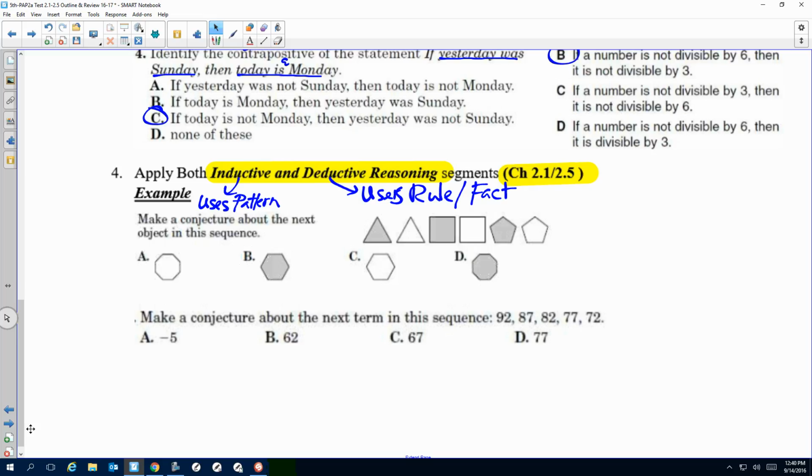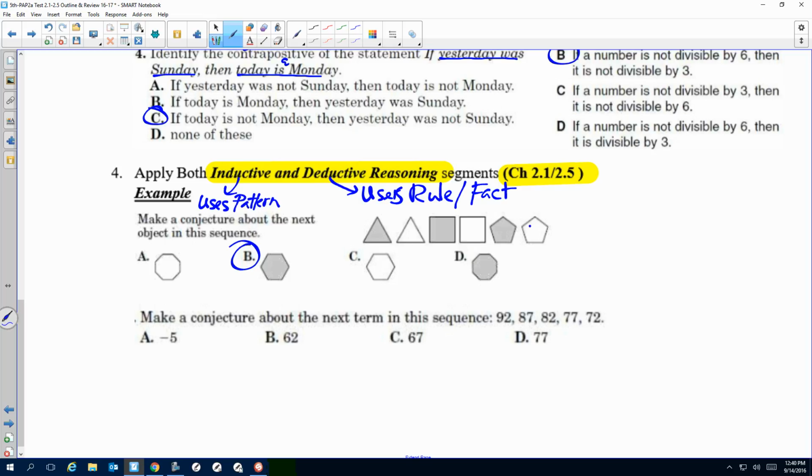The first two you have here are examples of inductive reasoning. Using a pattern to find the next term or next picture or next number. So look at the pattern they gave you. Make a conjecture about the next object in the sequence. What would it be? We should have B. Okay. Goes from 3 sides, 4 sides, 5 sides, so it has to be 6, and it has to follow gray, white, gray, white. Okay.